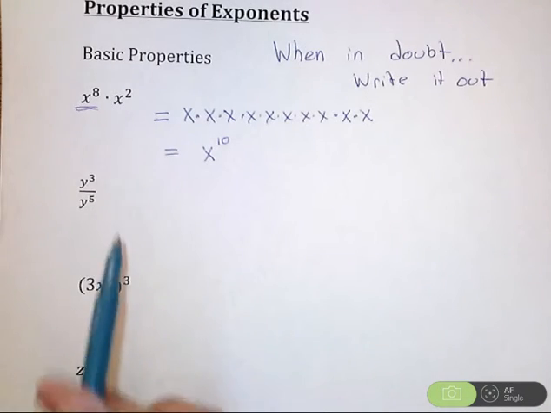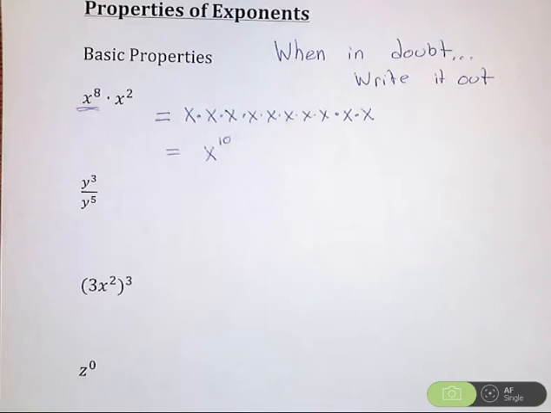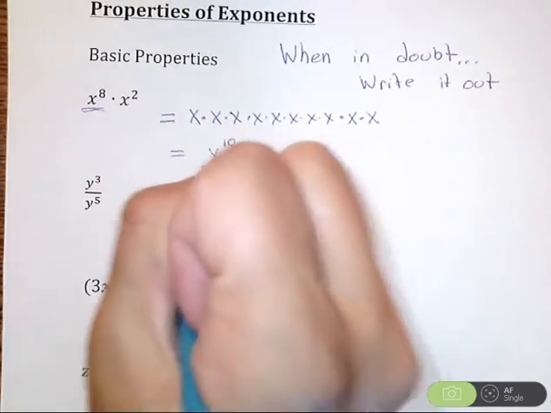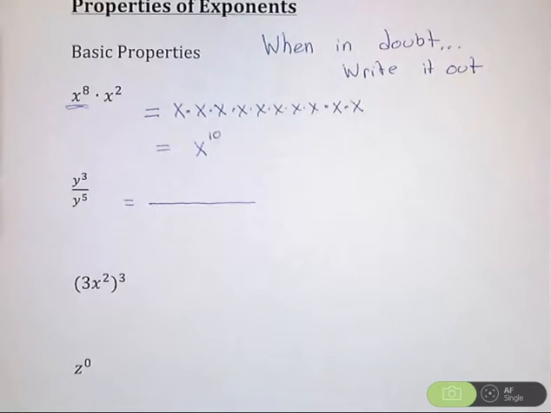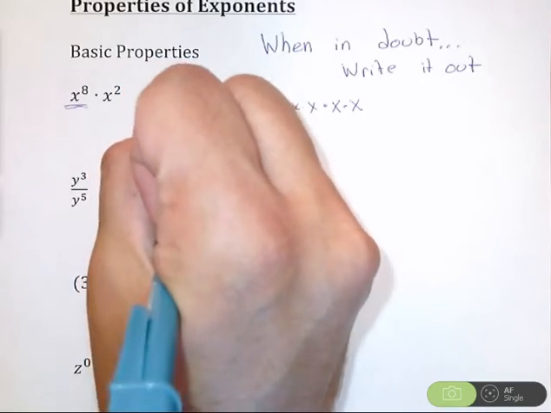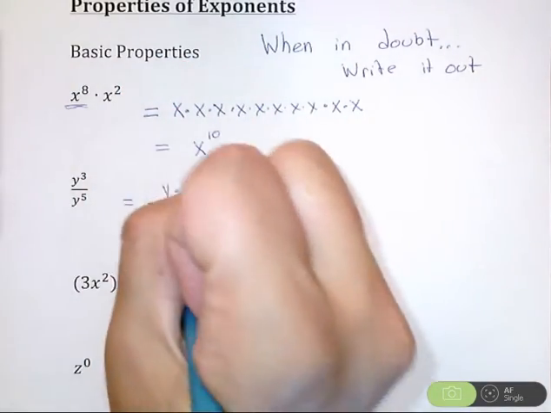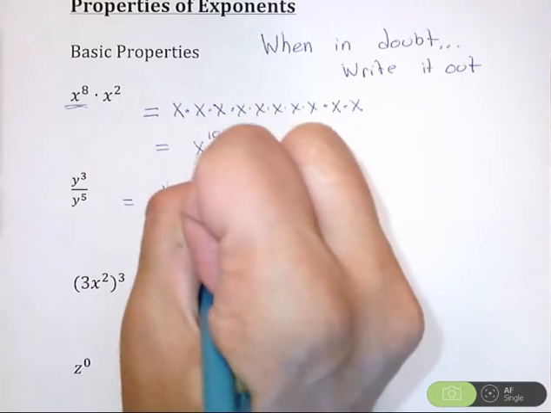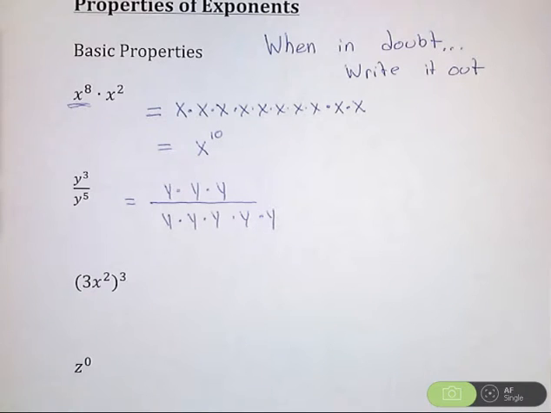So let's go on to a little bit more complicated problem. So that was multiplication. When we have division here, like y to the 3rd divided by y to the 5th, not quite sure where to go with this. So there is a division sign there, so let's put our division sign here. I'm going to write out the top and bottom. So y to the 3rd is y times y times y. And on bottom, we need y to the 5th, so 5 of them. 1, 2, 3, 4, 5.